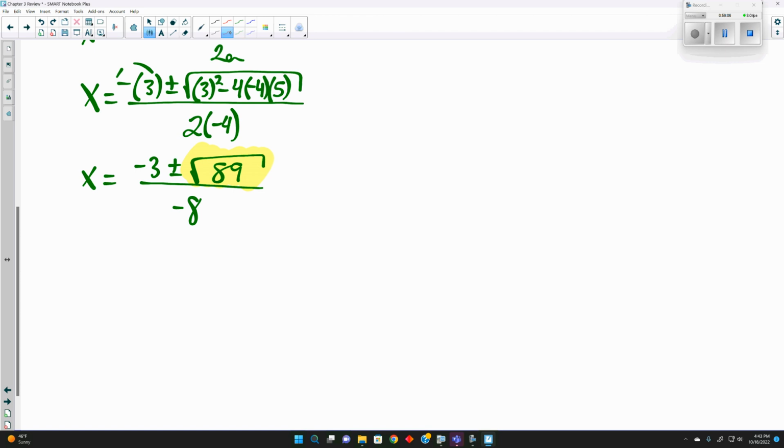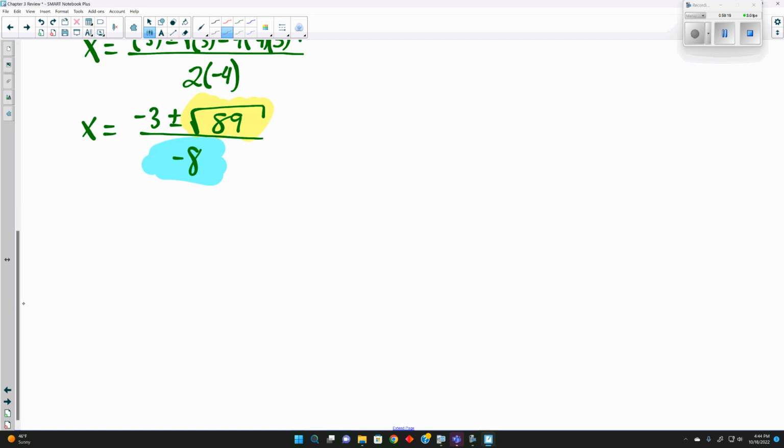Now we're not quite done because, well, let me get the highlighter back. We can't leave the denominator as negative 8. We've got to move that negative. So what I can do is multiply the numerator and denominator, or divide everything by negative 1. And essentially all I'm doing is moving this negative up to the top, which will just be negative 3 plus or minus the square root of 89 all over 8.